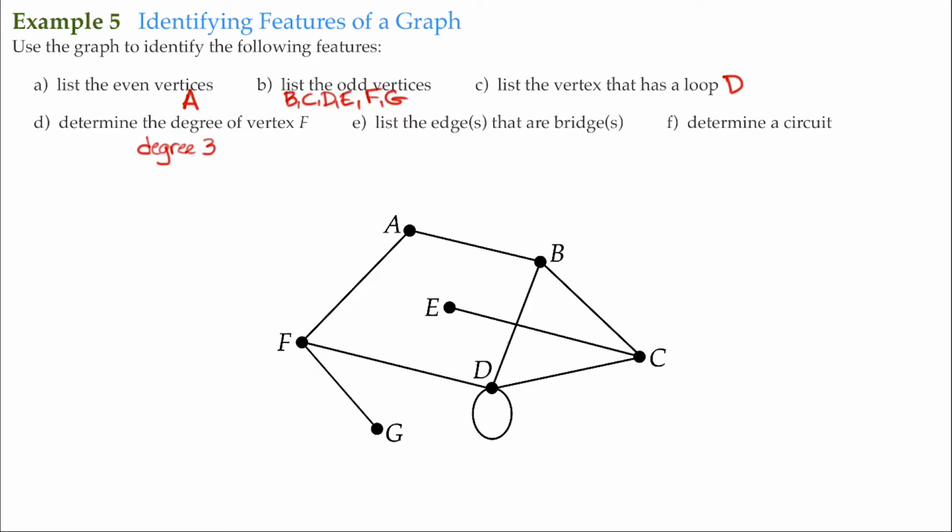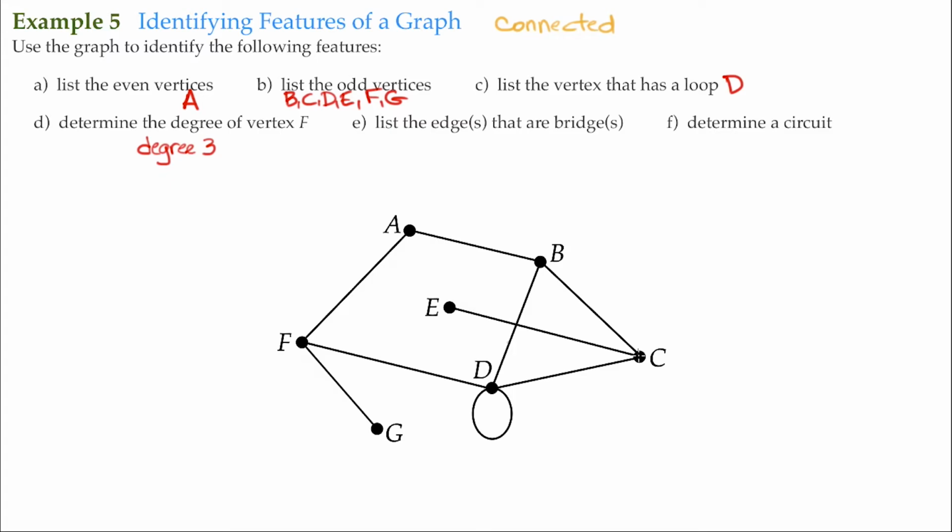Now E says list the edges that are bridges, or the edge that is a bridge. A graph is a connected graph when you can get from one vertex to any other vertex along an edge. I can get from C to D, and from D to A. So if I can get from one vertex to any other vertex, that's a connected graph. Other than that, it would be a disconnected graph, where I can't get from one vertex to another.